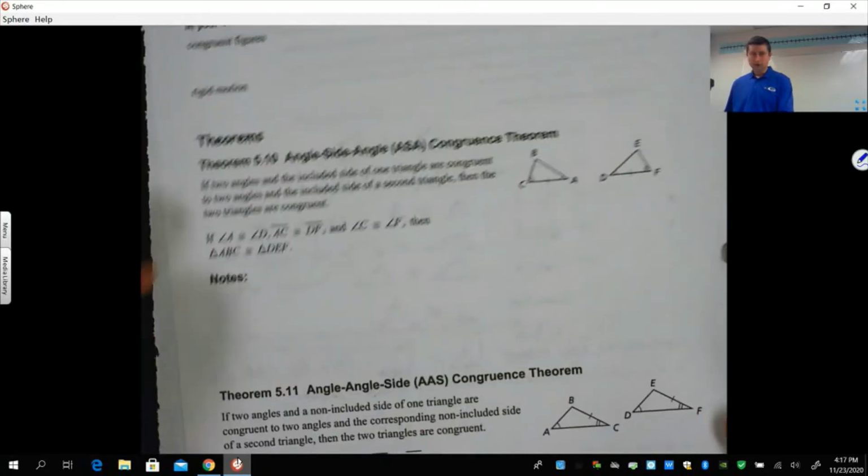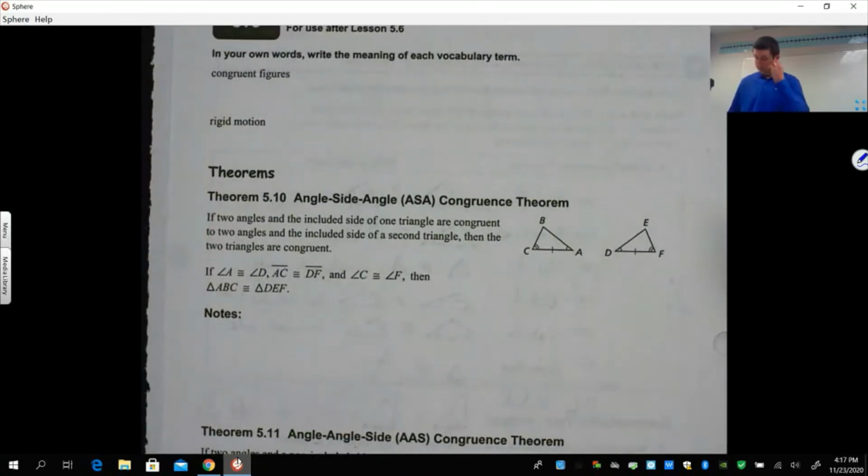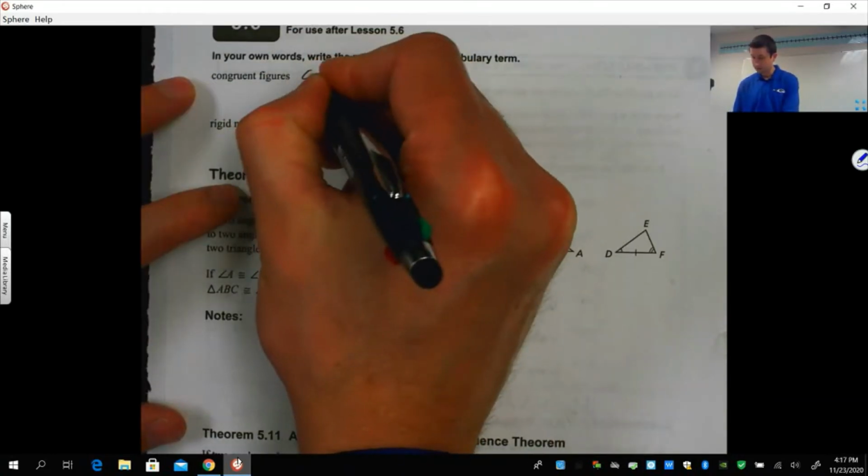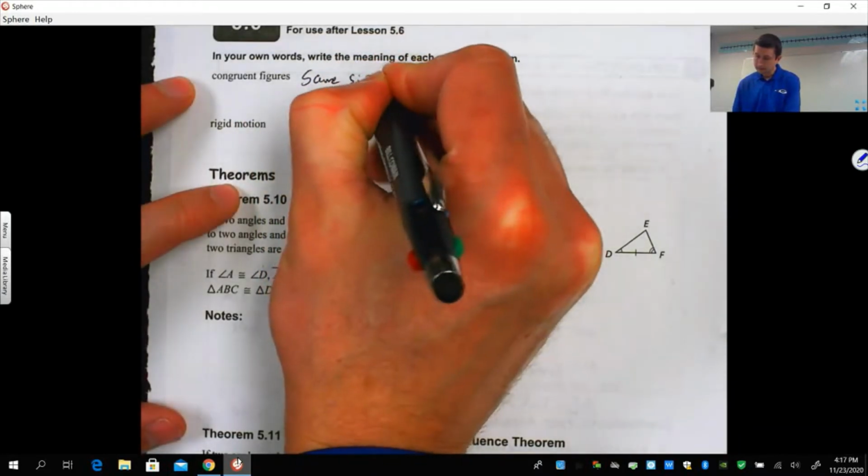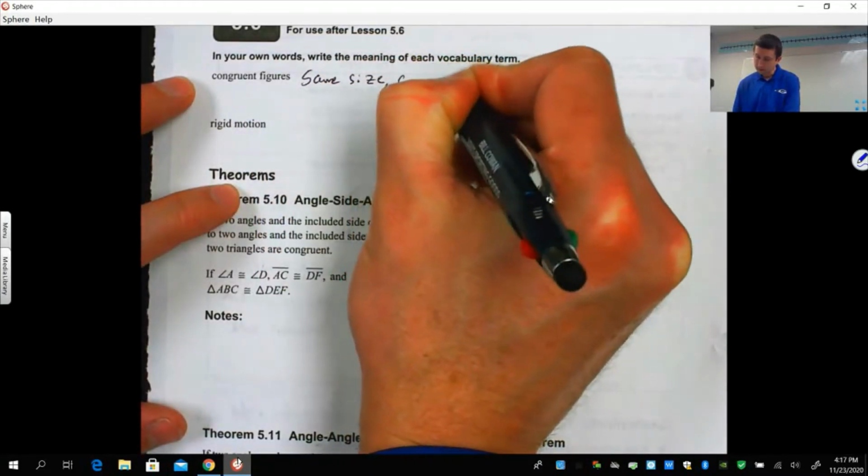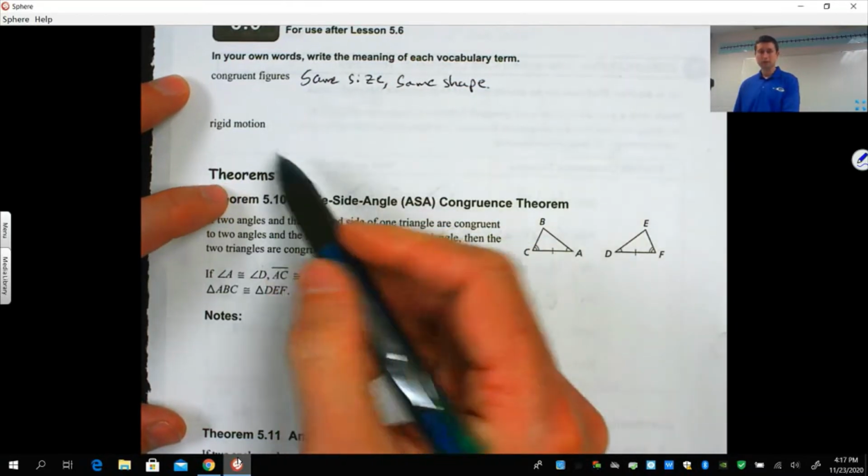So congruent figures, we know congruent figures are things with the same size, same shape. Same size, same shape. Rigid motion.